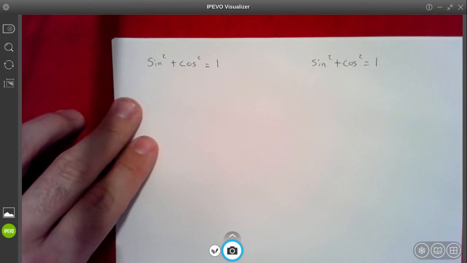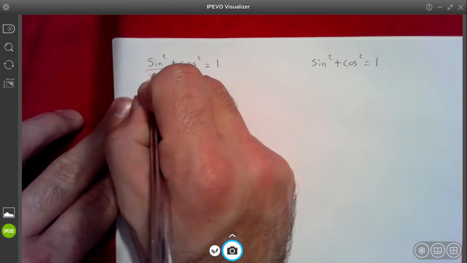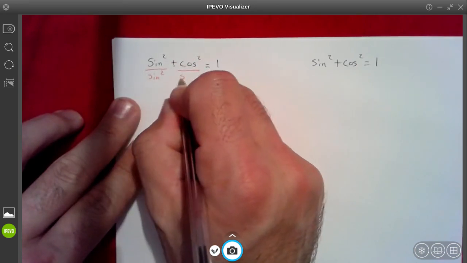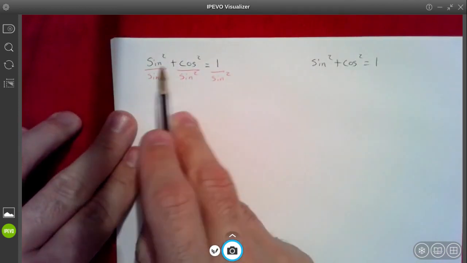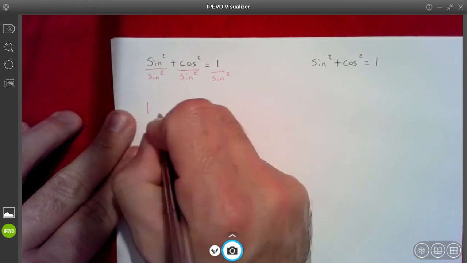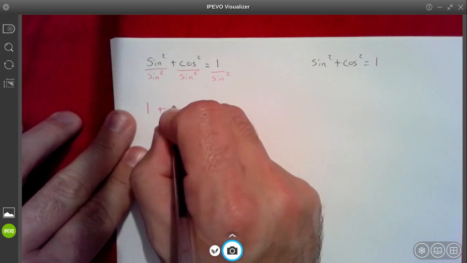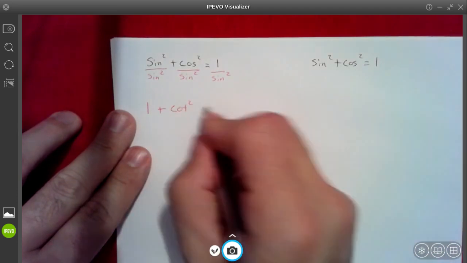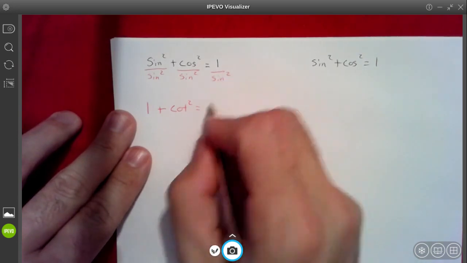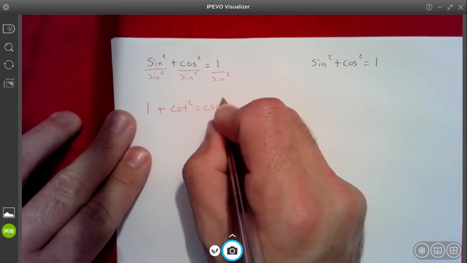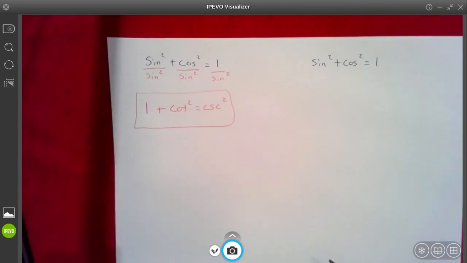What I'm going to do to get a couple of other identities is I'm just going to divide both sides by sine squared. All right, I'm dividing all the terms by sine squared. So sine squared over sine squared just gives me 1. Cosine over sine, hopefully you remember that. That is cotangent. And then what is 1 over sine? The reciprocal of sine is cosecant squared.